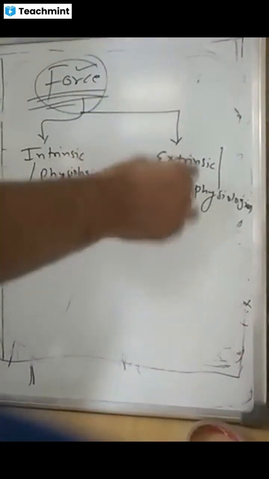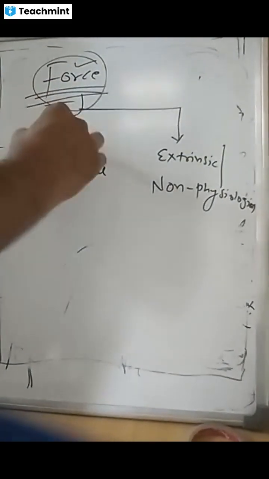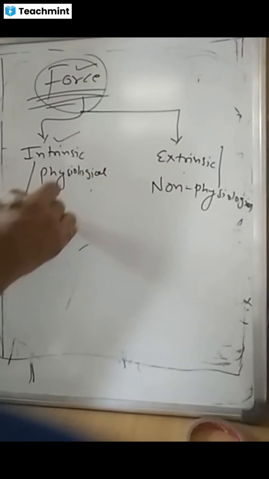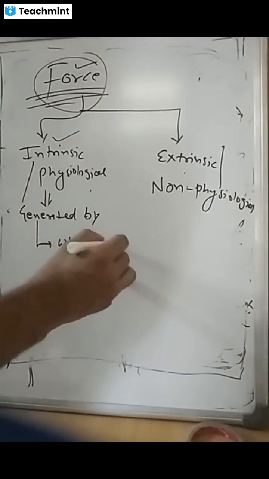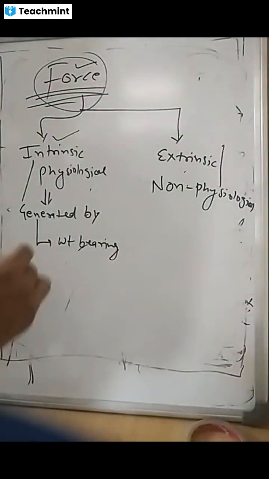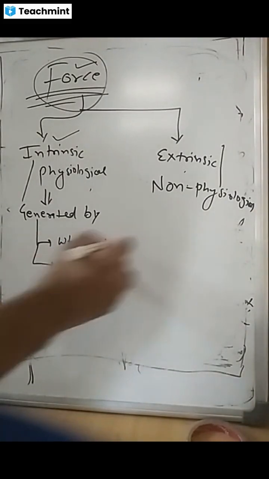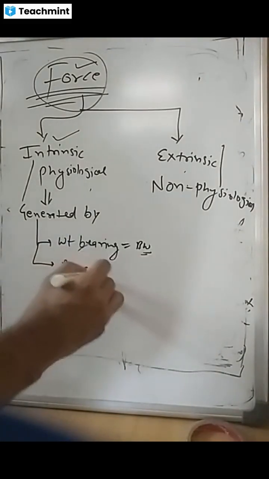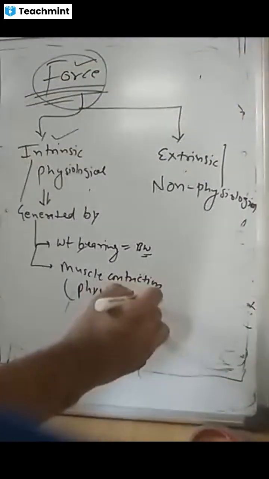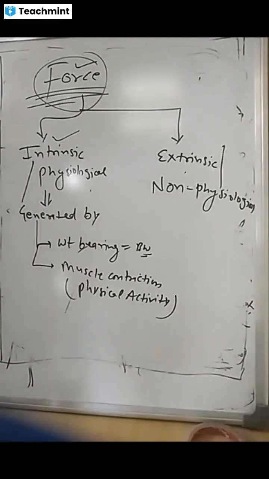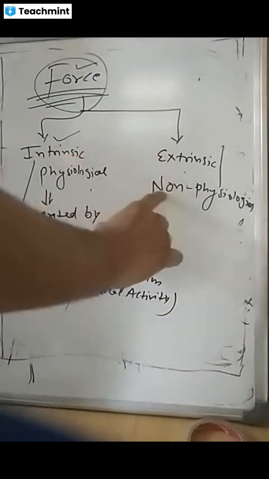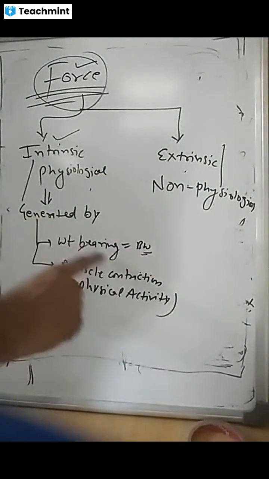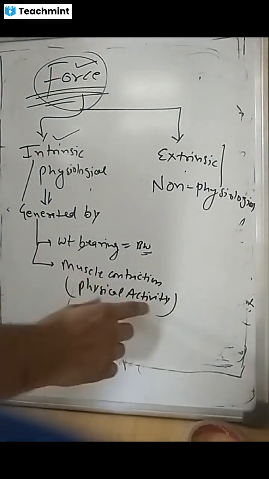So there are intrinsic or physiological forces, and extrinsic or non-physiological forces. Intrinsic forces are generated by the body weight of the animal, that is weight bearing, or by muscle contraction during some physiological activity.